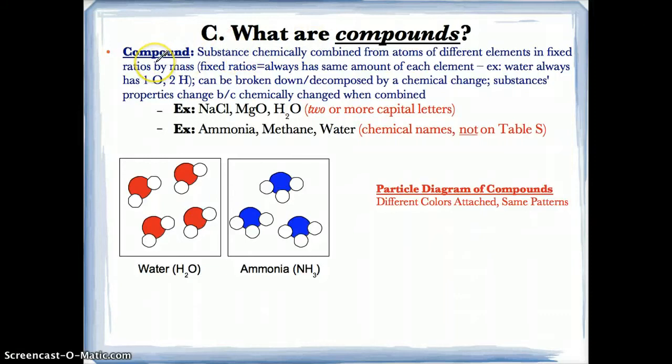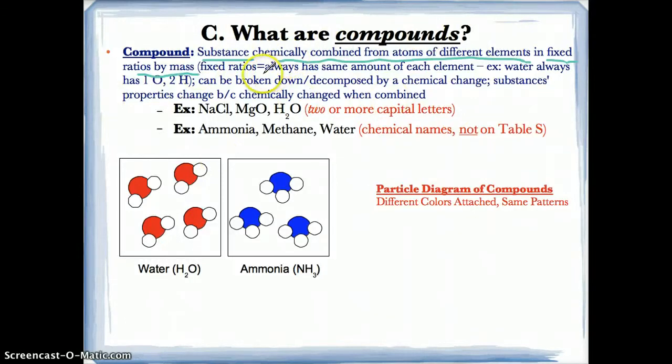Compounds are a little more complex than elements. Compounds specifically are substances that are chemically combined from atoms of different elements in what are known as fixed ratios by mass. So basically what that means is that compounds have atoms of two or more elements chemically combining with each other in what are known as fixed ratios. So you take atoms of different elements and you chemically combine them, or basically you chemically join them together, and they're combined in fixed ratios by mass.